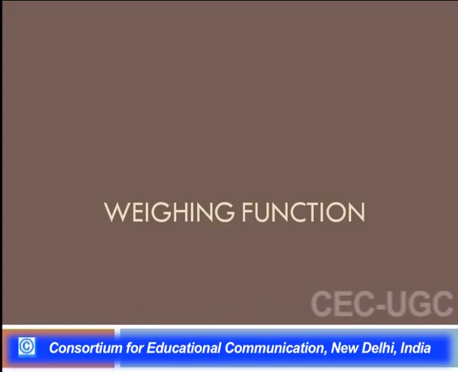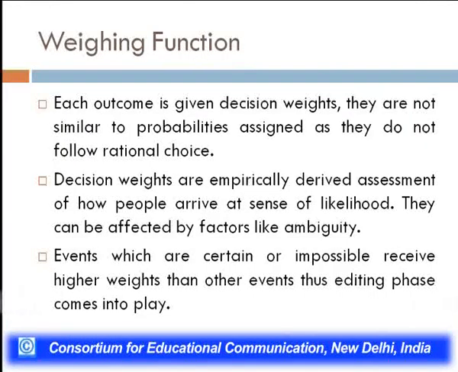Next comes the weighing function. In the weighing function, each outcome is given decision weights, and these are not similar to the probabilities assigned, as these are not taken from rational choice. Decision weights are basically a derived assessment of how people arrive at a sense of likelihood. The decision weight which somebody will allot to every outcome depends upon his personal choice, his reference point, his status quo, his ambiguity, his attitude and all those things.